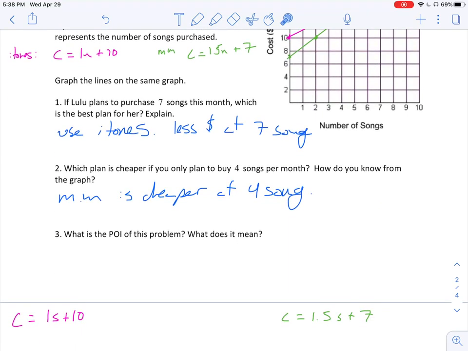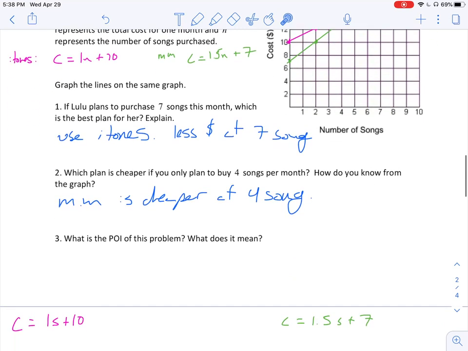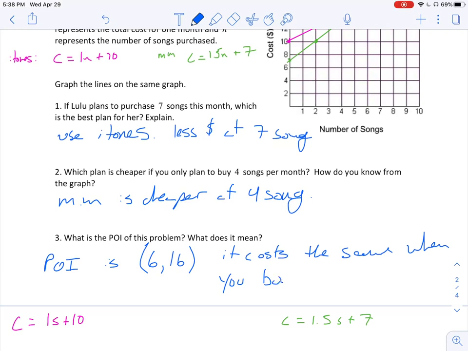What is the point of intersection of this problem, and what does it mean? So the point of intersection, if we go to the graph here, we can see clearly that both lines touch the point (6, 16). So the point of intersection is (6, 16). What does it mean? It means that for both plans, it costs the same when you buy 6 songs.